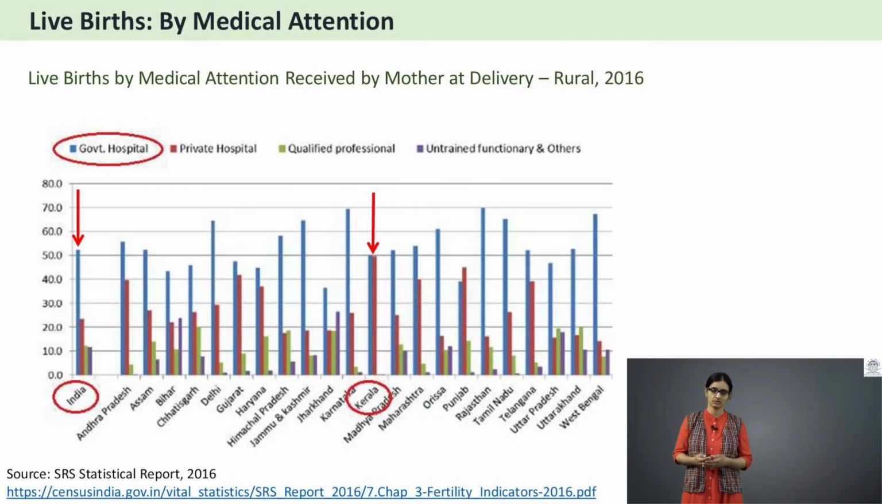If we are to understand live births by medical attention that is received by the mother at delivery, this figure gives us a glimpse. The reference here is 2016, and it represents live births by medical attention in rural areas. So, we see that across all the states given on the x-axis, and the bars represent the type of medical attention that is received, and here we have the categories of government hospital, private hospital, qualified professional or untrained functionary and others. We see that most across states are availing government hospital facility, which is depicted in the blue colored bar, except in the state of Kerala, where both government and private medical attention has been received by mother at delivery.